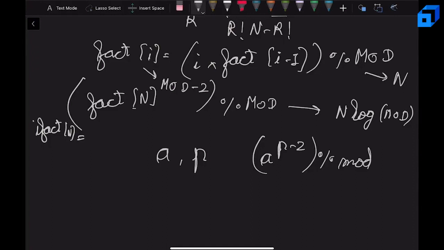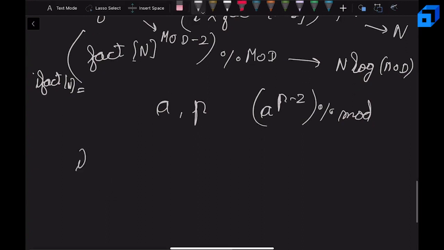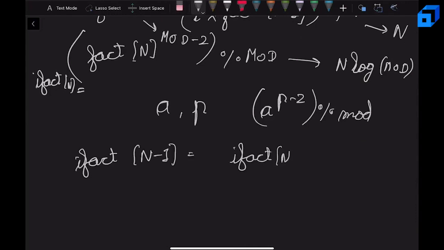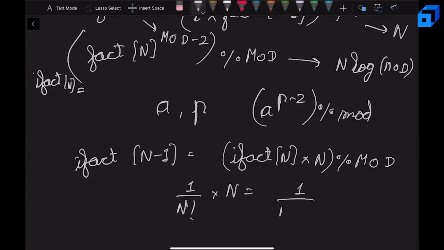So if we can calculate inverse factorial of n using binary exponentiation, what we can do is to calculate inverse factorial of n minus 1, we can multiply inverse factorial of n with n and then take the modulo. So this will give us inverse factorial of n minus 1. This is because inverse factorial of n is 1 upon n factorial, and we multiply it by n, and this will give us 1 upon n minus 1 factorial, which is equal to the inverse factorial of n minus 1.